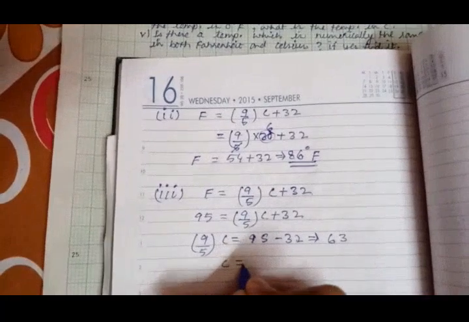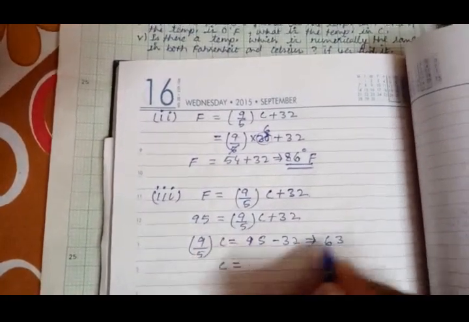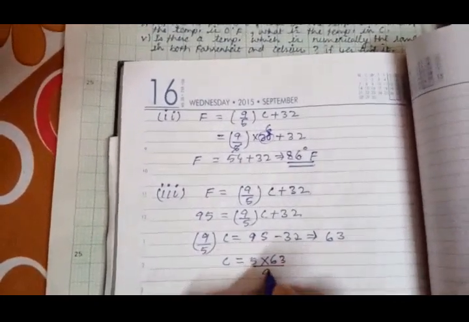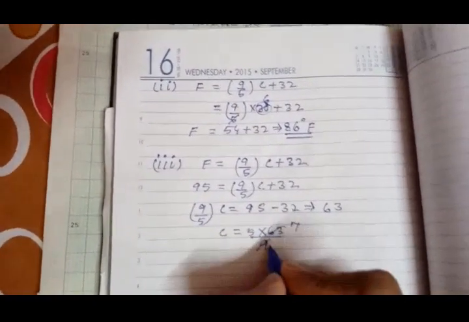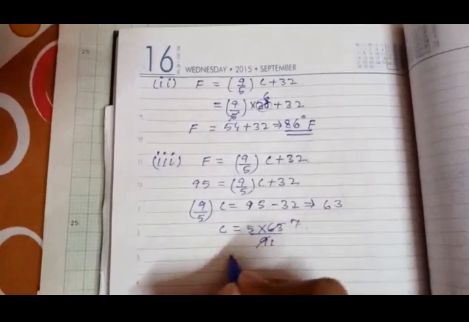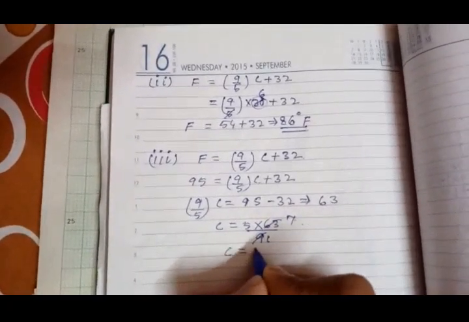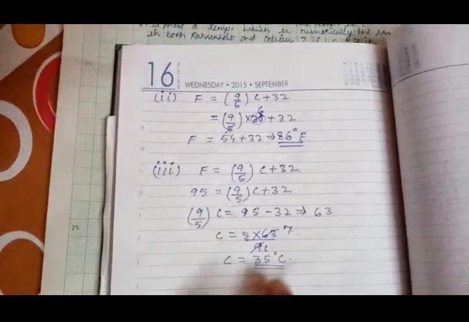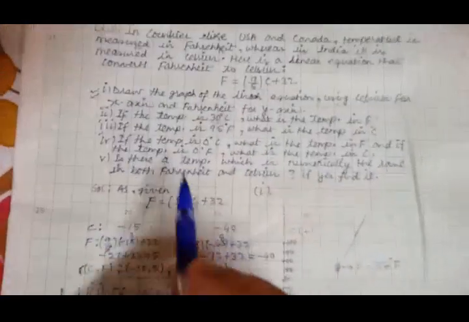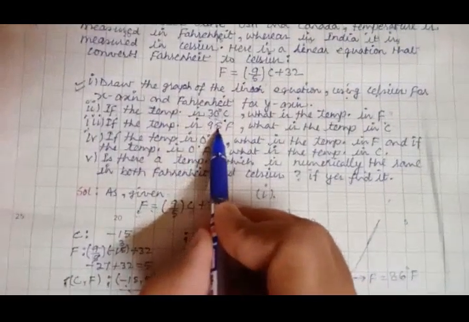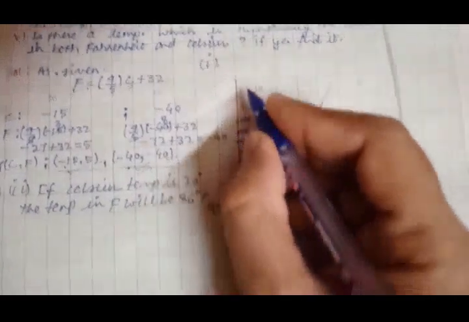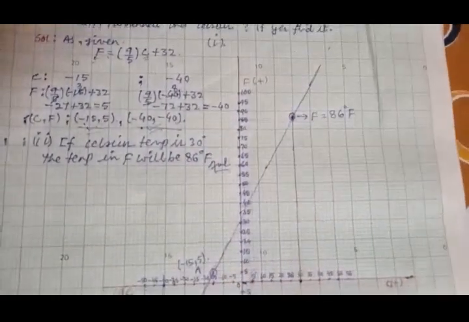So the Celsius reading is 5 into 63 upon 9. 9 sevens are 63 and 5 sevens are 35. So the temperature in Celsius we found is 35 degrees Celsius. Let's observe it on the graph. As the temperature in Fahrenheit we are given 95, this time from 95 degrees Fahrenheit we draw a perpendicular on this Fahrenheit axis.